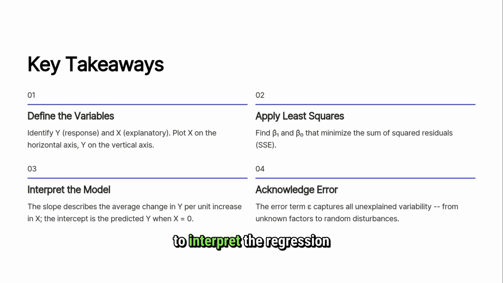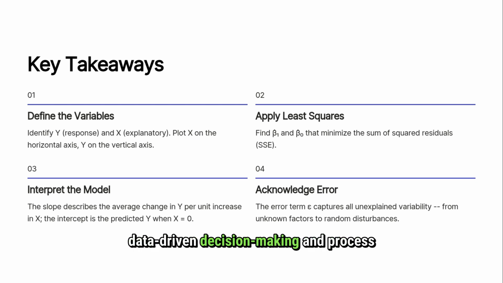The third step is to interpret the regression model. The slope, beta 1, indicates the average change in y for every 1 unit increase in x, while the intercept, beta 0, represents the predicted value of y when x equals 0. The final step is to acknowledge the error term, epsilon. Not all variation in y can be explained by x alone. The error term captures the influence of unknown, unmeasured, or random factors that affect the response variable. Together, these principles provide a structured approach for developing, interpreting, and validating regression models to support data-driven decision-making and process improvement.